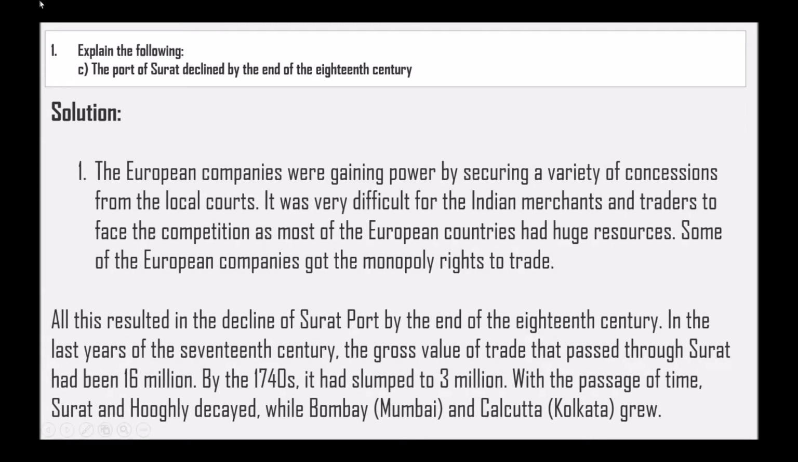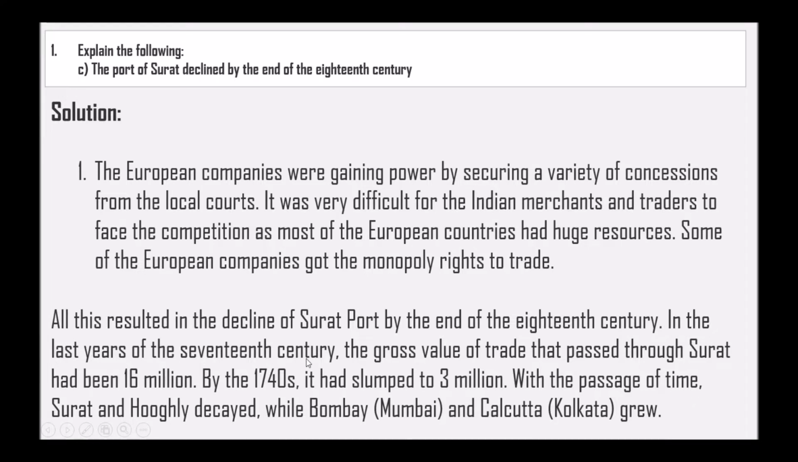Next, explain the following. Third one, the port of Surat declined by the end of the 18th century. The European companies were gaining power by securing a variety of concessions from the local courts. It was very difficult for the Indian merchants and traders to face the competition as most of the European countries had huge resources. Some of the European companies got the monopoly rights to trade. All this resulted in the decline of Surat port by the end of the 18th century.